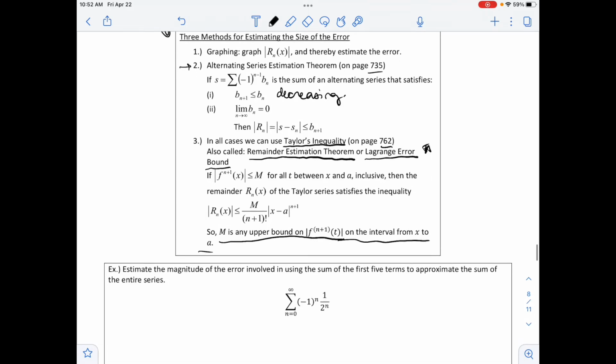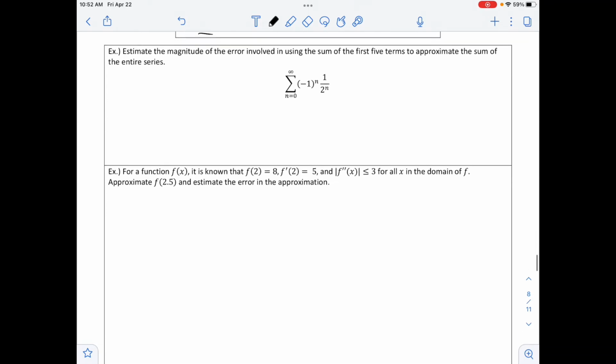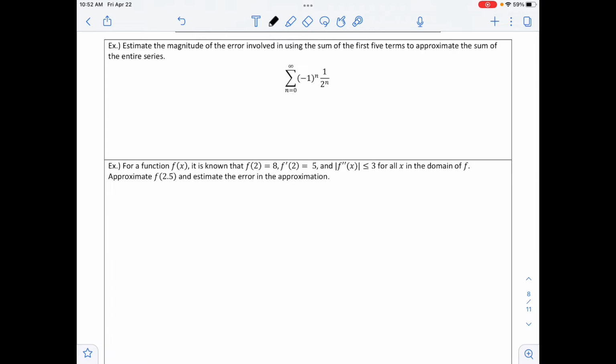So right below this we have an example. The example says to estimate the magnitude of error involved in using the sum of the first 5 terms to approximate the sum of the entire series. And again, it does tell us the first 5 terms. So our sum is from n equals 0 to infinity of (-1) to the nth power times 1 over 2 to the nth. The first thing is that b sub n is equal to 1 over 2 to the nth.